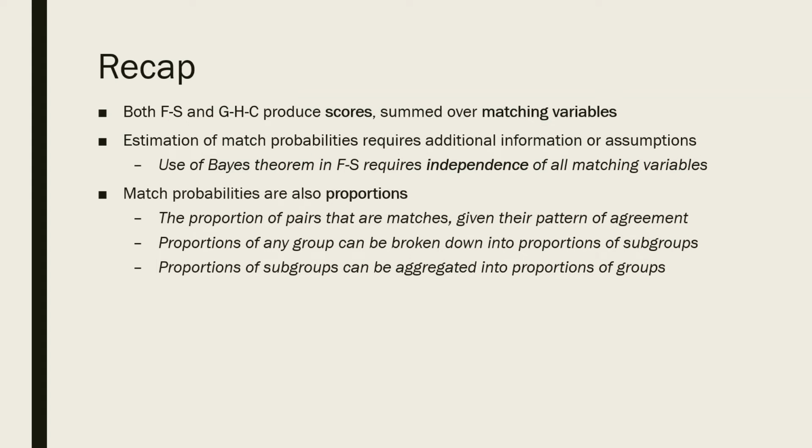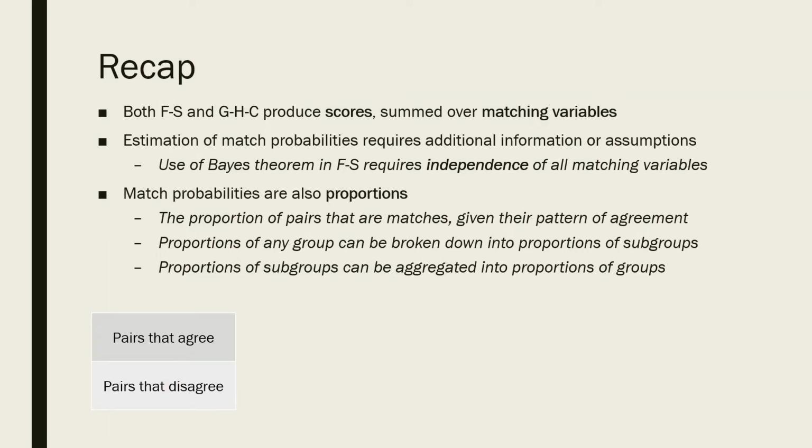But we can also think about match probabilities as being proportions. So the proportion of a group of candidate pairs that are matches, given their pattern of agreement. So a whole lot of candidate links that share the same pattern of agreement or similar patterns of agreement. And the value in this, thinking about them as proportions, is that proportions of any group can be broken down into proportions of subgroups, and proportions of subgroups can be aggregated up into proportions of groups.